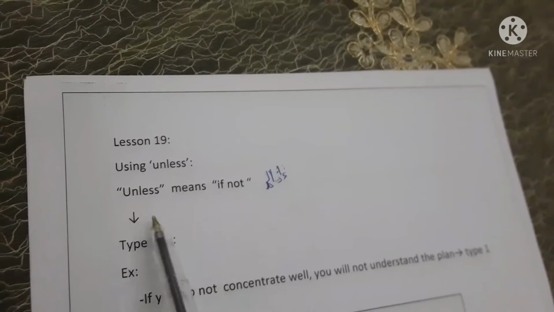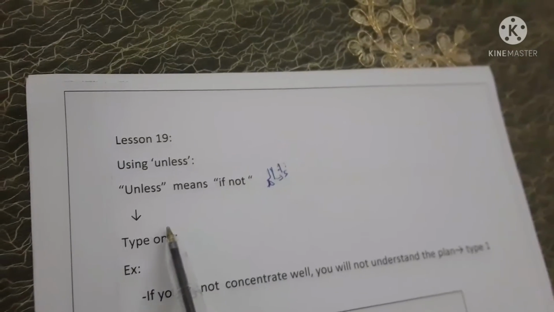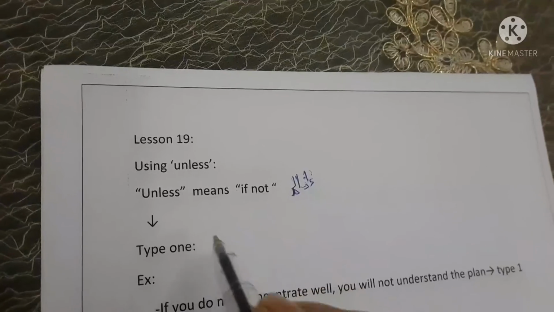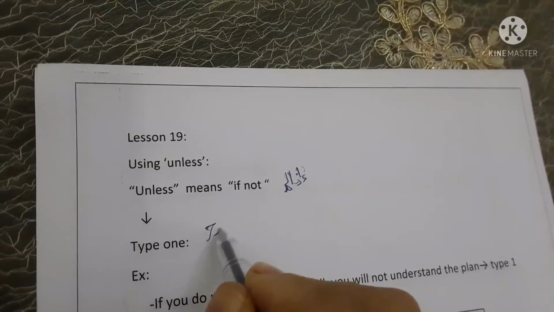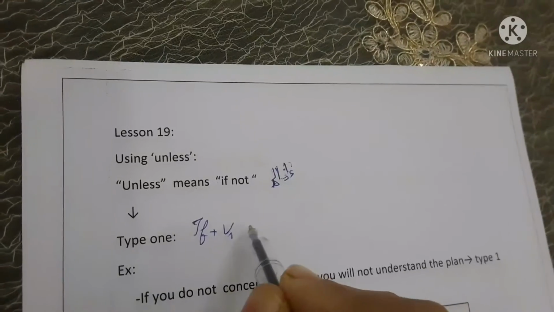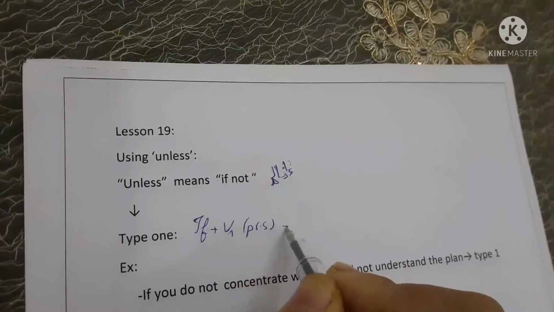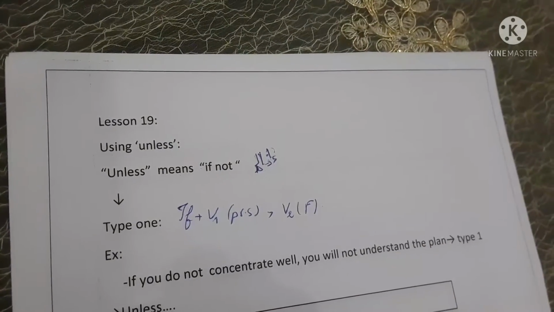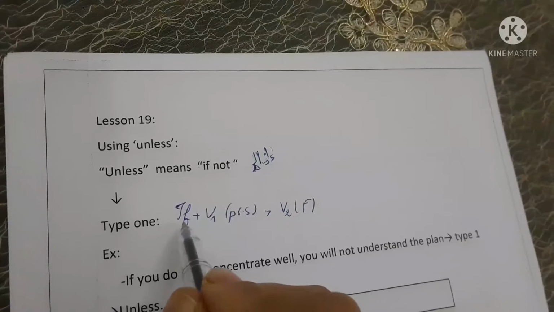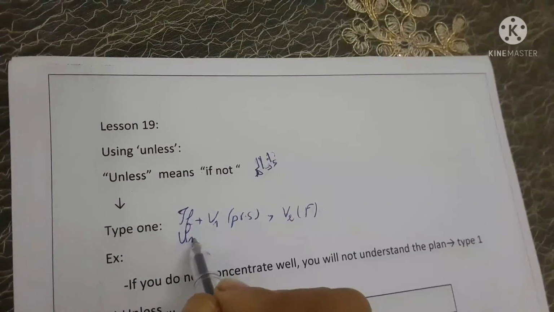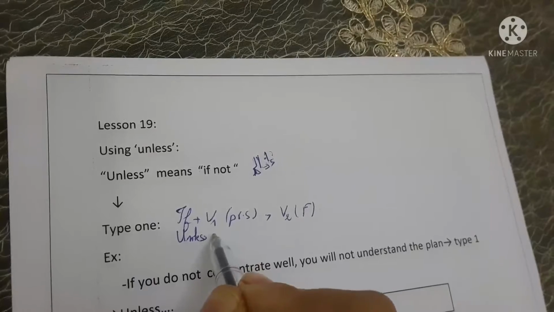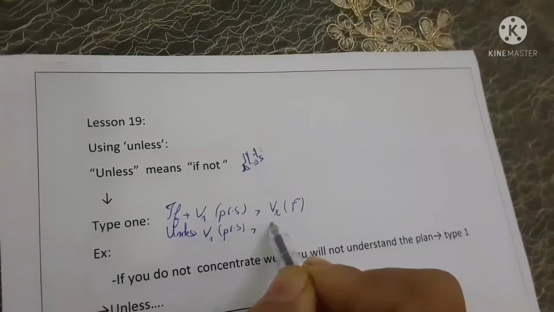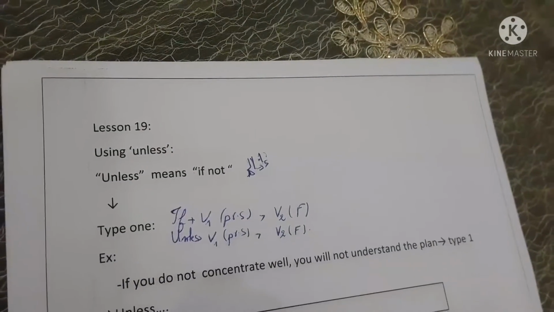We use unless with type 1 of if. What's the rule of type 1? Type 1 is if plus the first verb in the present simple and the second verb in the future. If we are not going to use if, we use unless. Unless we use it with verb number 1 in the present simple and verb number 2 in the future.